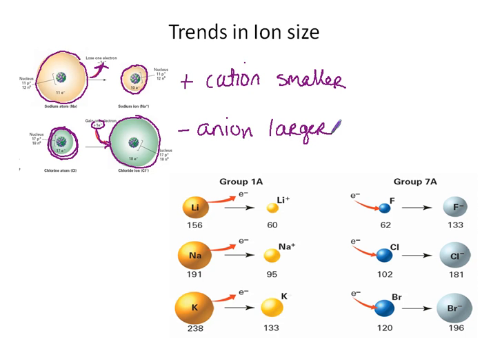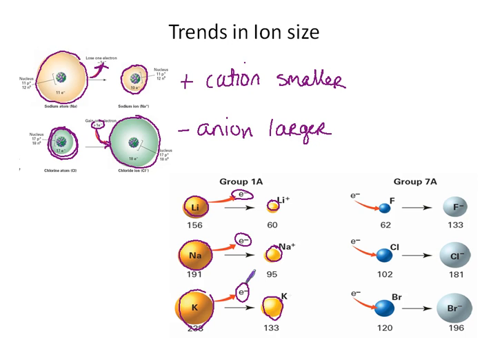So look at this group. Lithium, here's the atom, here's the cation. Sodium atom, sodium cation. Potassium atom, potassium cation, okay? Each one got smaller as an electron was lost, okay?